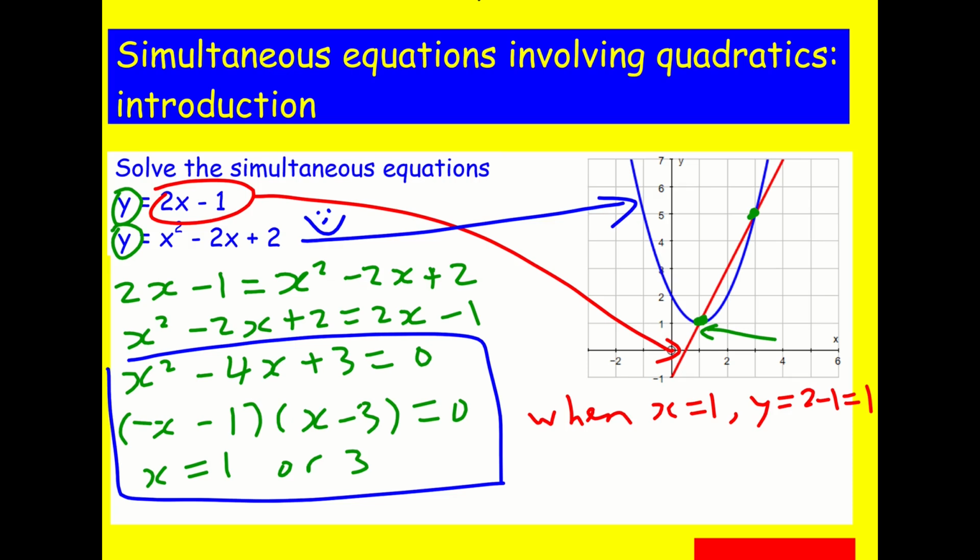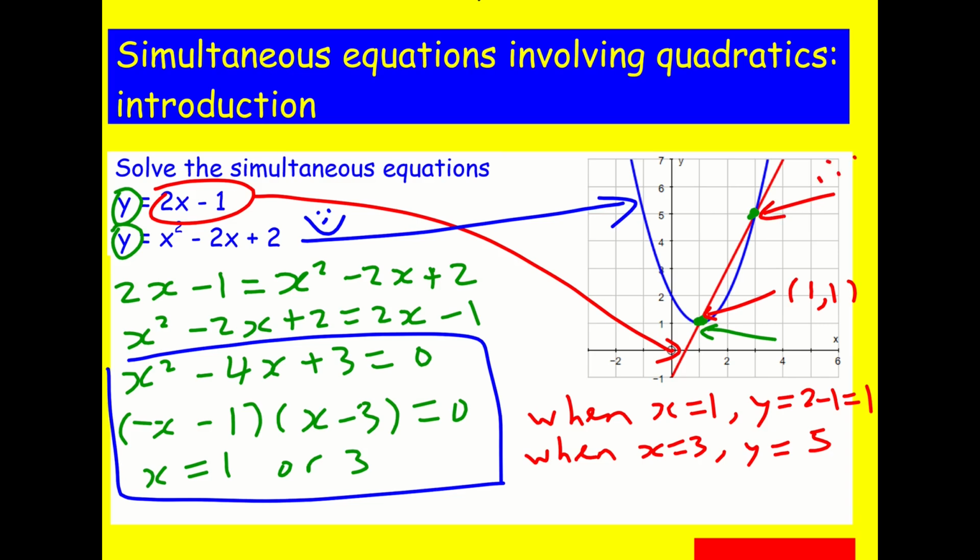They go together as a pair. If you're doing it geometrically, you might even write down the coordinate (1, 1). And that's what we've just found here. And then the other solution, when x equals 3, we're going to get y is equal to 5, because it's 2 times 3, which is 6, minusing 1 to give me 5. And as you can see from the graph, I get that one as well.